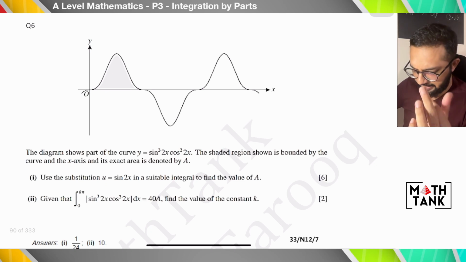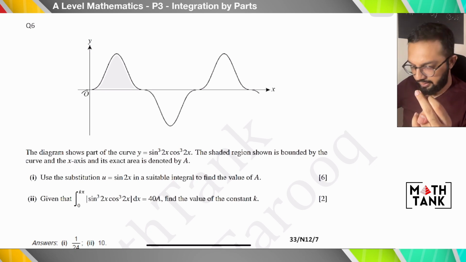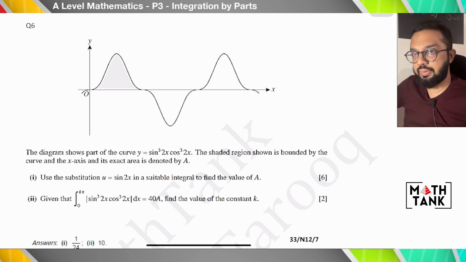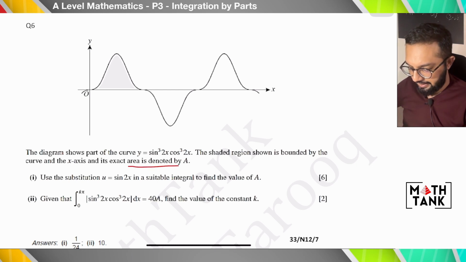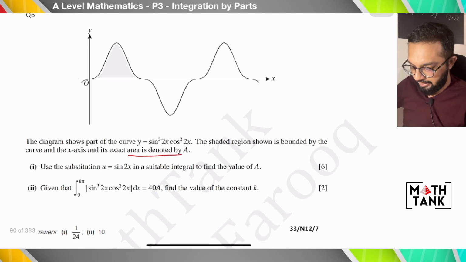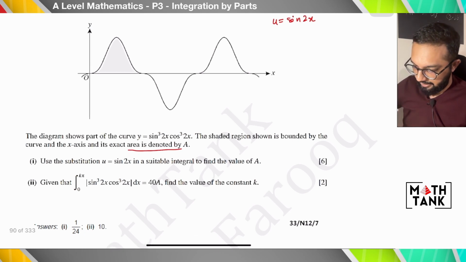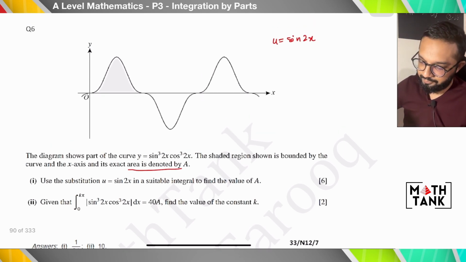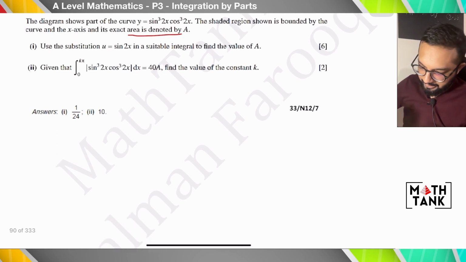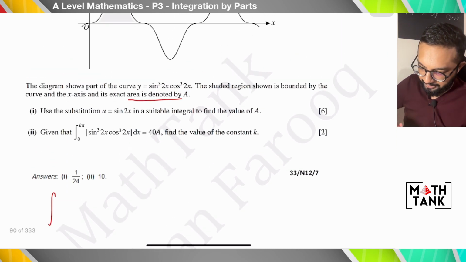Question number 6 says the diagram shows the part of the curve y equals sine cubed 2x cos cubed 2x. The shaded region shown is bounded by the curve and the x-axis and its exact area is denoted by A. Using the substitution u equals sine 2x in a suitable integral, find the value of A. Okay, so let's start here. I'm going to use that suitable integral.